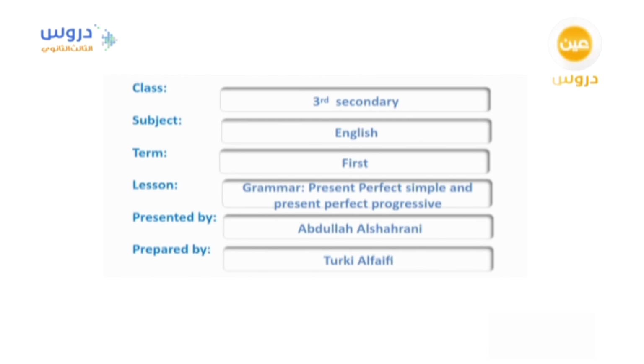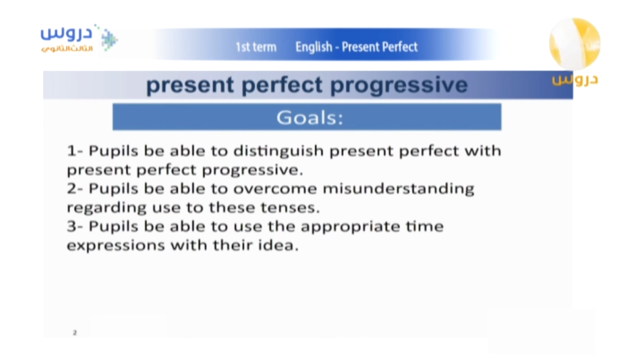So as we said, we are in the 3rd secondary grade, first term. This lesson is a grammar class, and the topic is the present perfect simple and present perfect progressive. There are many goals for this class. The first one, the students be able to distinguish between the present perfect and the present perfect progressive.